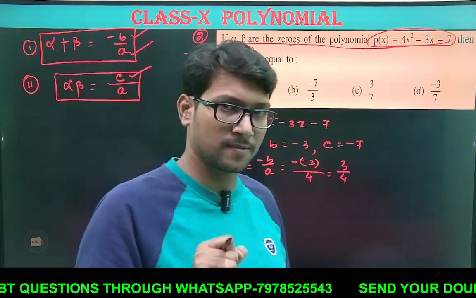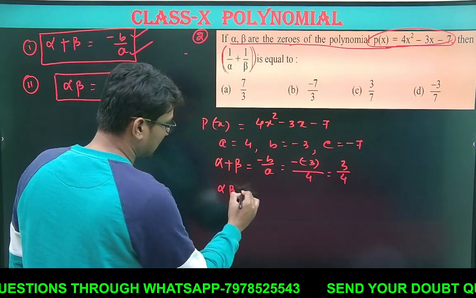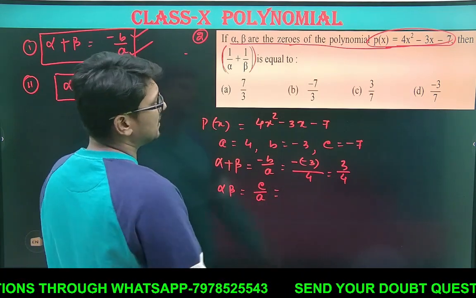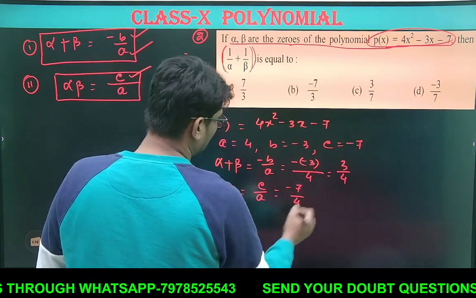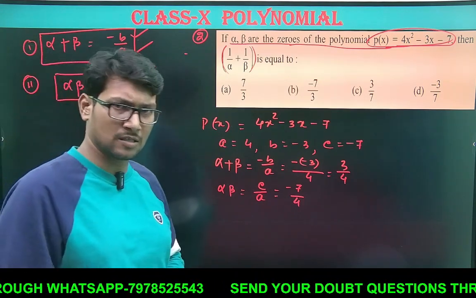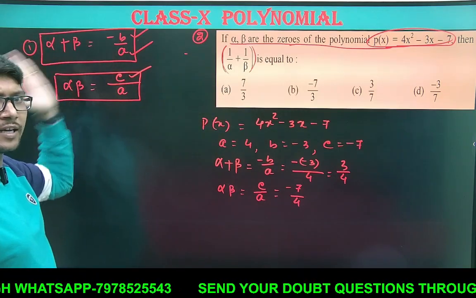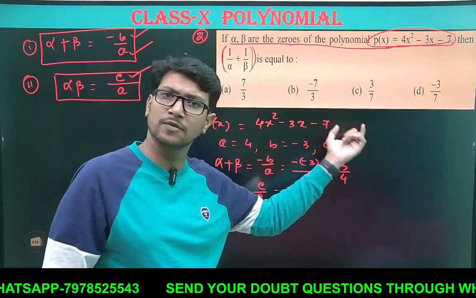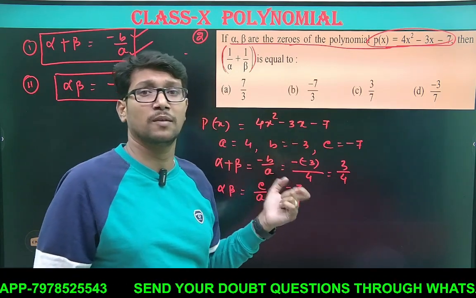Now let us find out the product of zeros. Alpha into beta is c by a. c is minus 7. The a value is 4. Hence this is c by a, minus 7 by 4. As we have discussed, this question we can solve with the help of the sum and product of zeros of a quadratic polynomial. Hence we have got the sum of zeros of this polynomial as well as the product of the zeros.